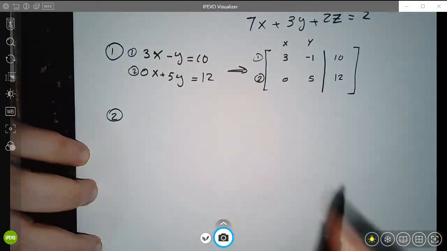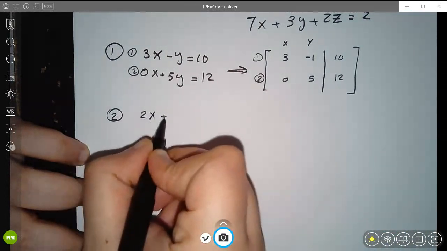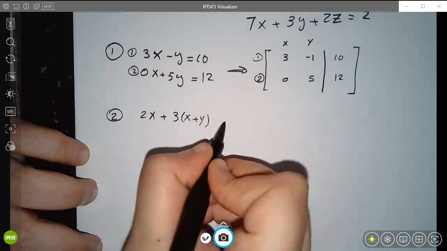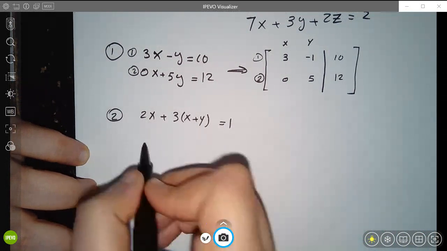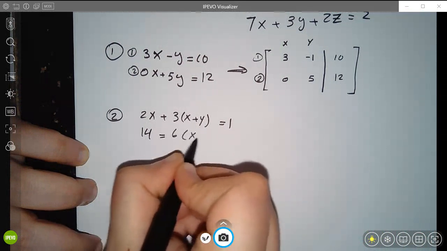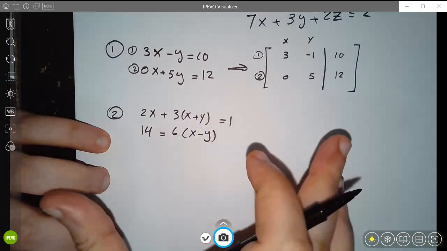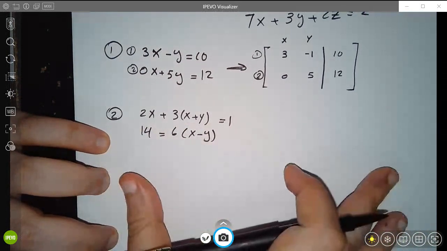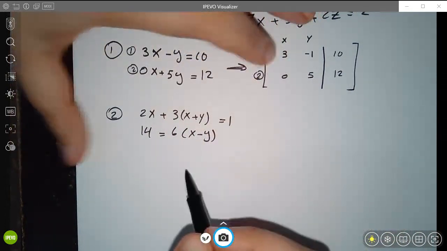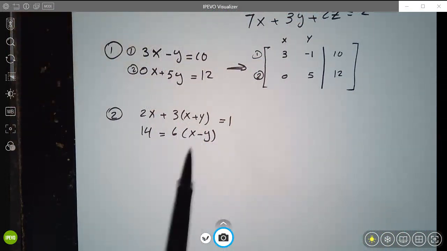Okay, let's do number 2. This example says 2x plus 3 times x plus y equals 1. All right? And we have 14 equals 6 times x minus y. Now, both of these need to be rewritten a little. We're not going to solve, obviously, because why would you do that when we can do it in matrix form? But you need to know exactly how many x's you have and exactly how many y's you have.